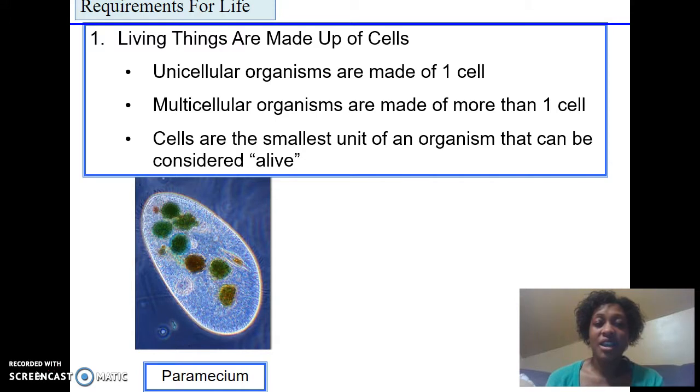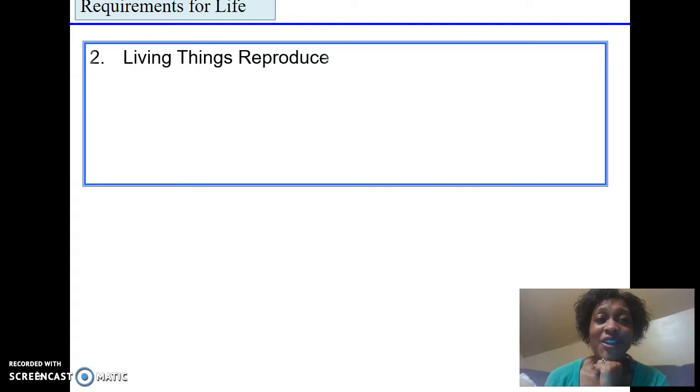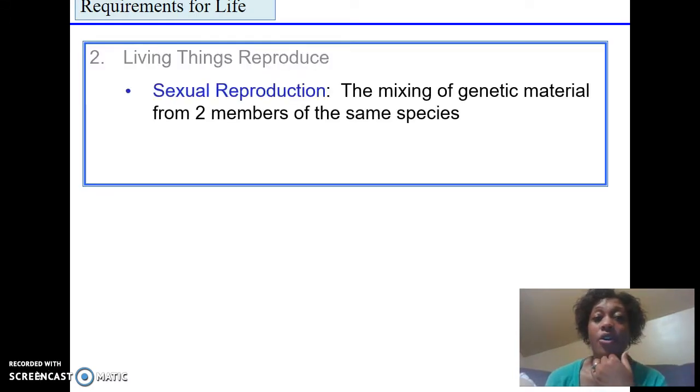As you can see here, we have a paramecium, which is a single cell structure. And we have a little cute dog here, which is a multicellular organism. And they are indeed alive. Also, one of the requirements of life is that you can reproduce, which means you contain DNA and you pass that DNA down to offspring.